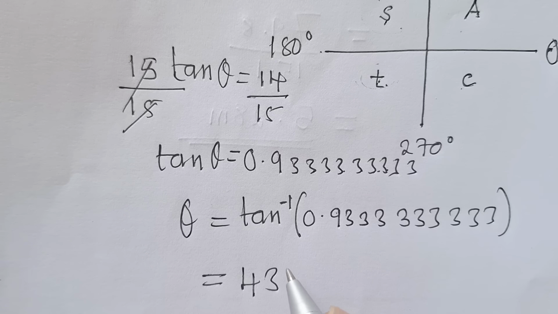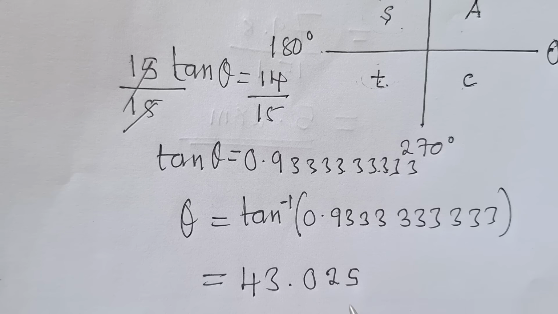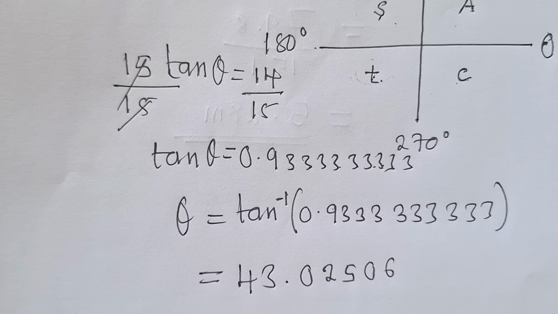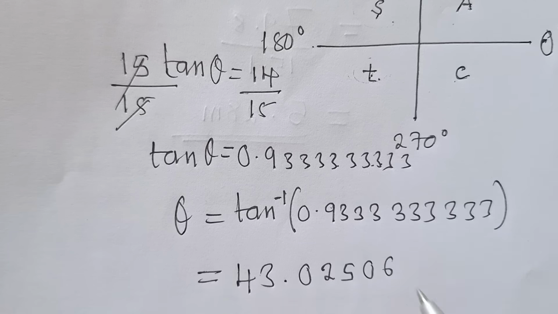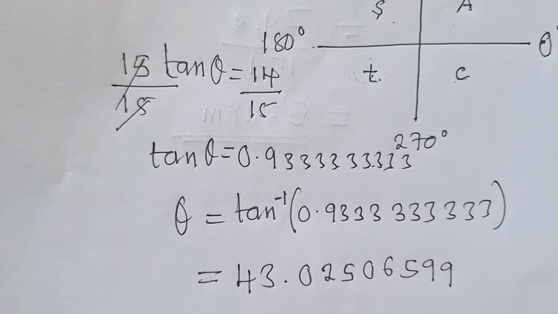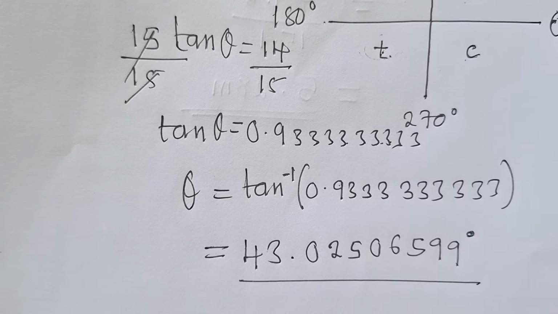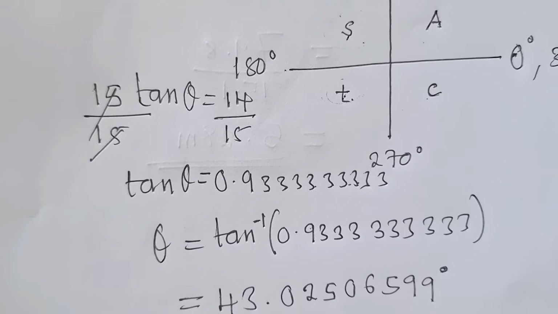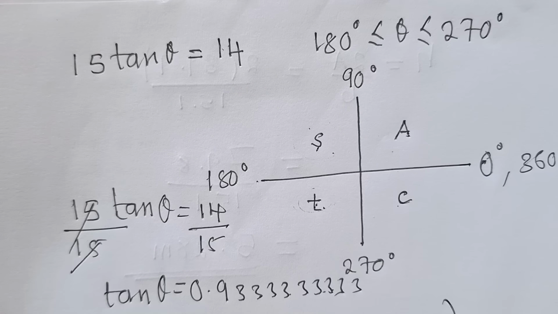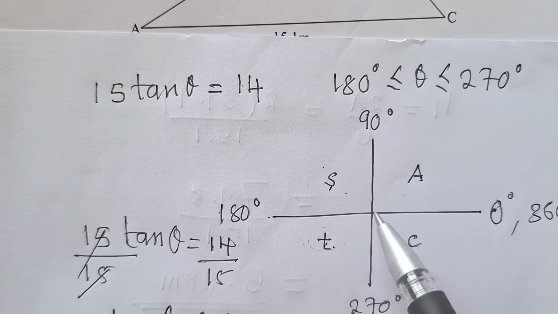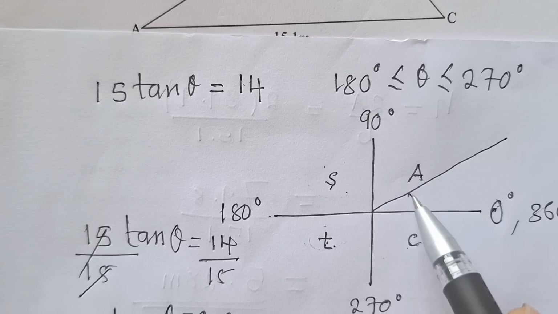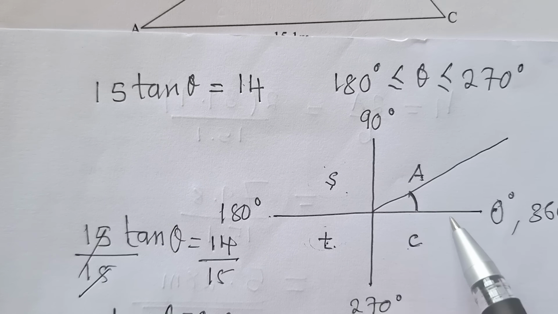Okay? And of course, this is giving us, when we punch on our calculator, 43.02506, okay? Let me check, 0.6599. This is what we are getting, degrees. So, we have to check. If we check, this angle is somewhere here. It will be here, okay? This is where it is.